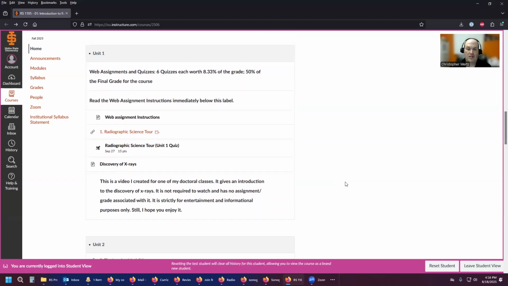The rest of the course is built around quizzes. There are unit quizzes, and there are 6 units. You can see here, Unit 1. The information for those units will be posted here on the Moodle course. If you're going to start completing Unit 1, you would click on here, 1 Radiographic Science Tour. It would take you to another website.